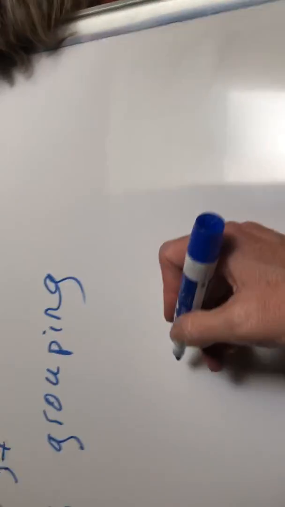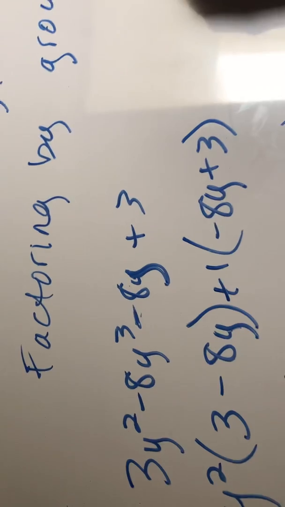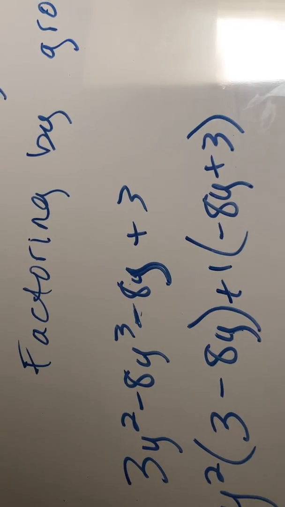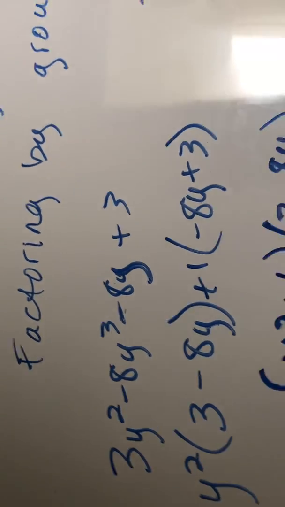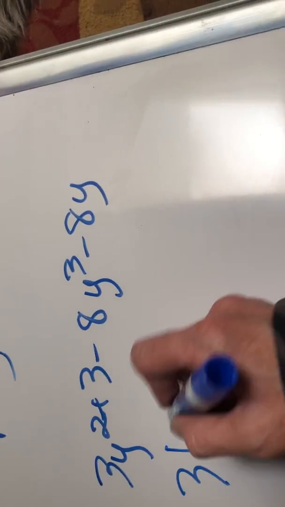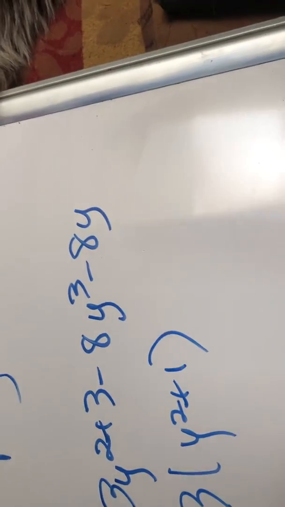Okay, so let's try this again, where I'm going to write 3y squared plus 3 minus 8y cubed minus 8y, putting the 3 and the 3y squared together. So now I can take a 3 out of these two. I get y squared plus 1.